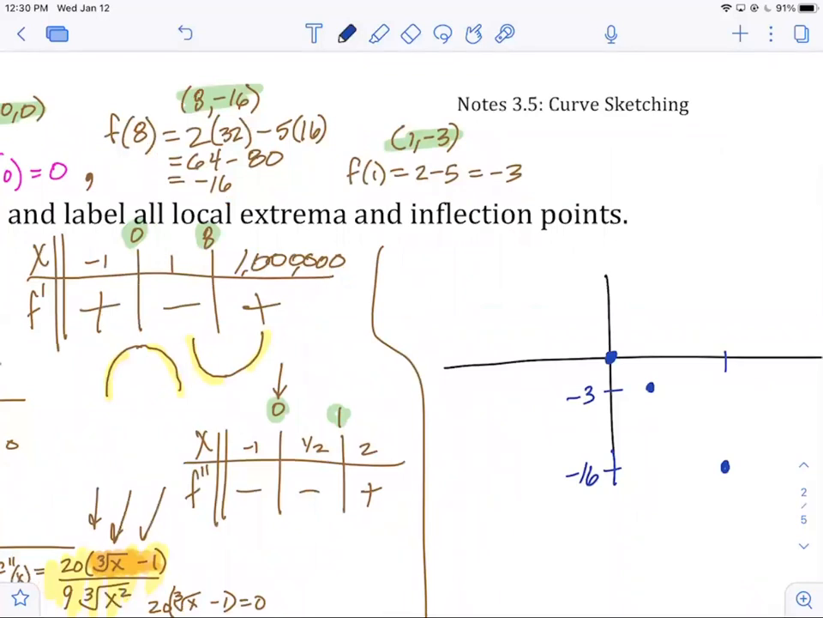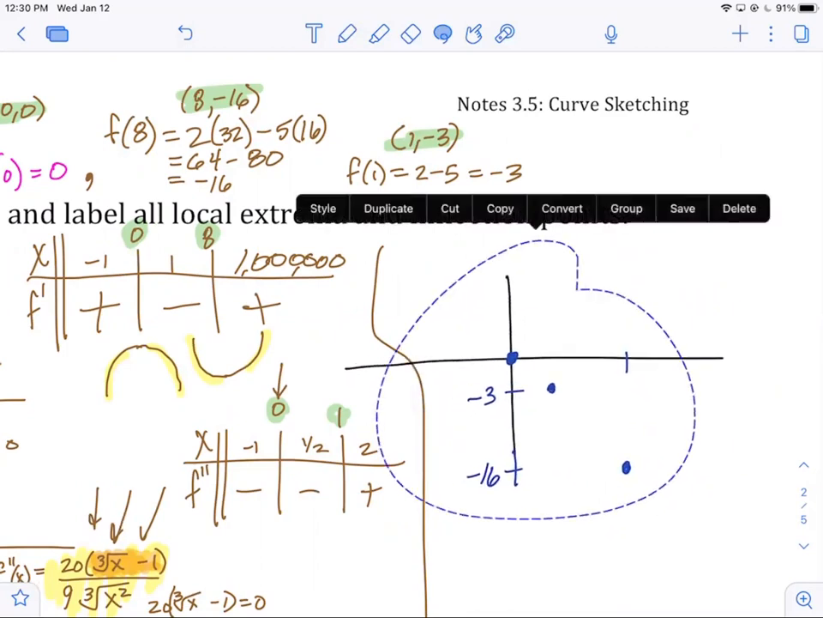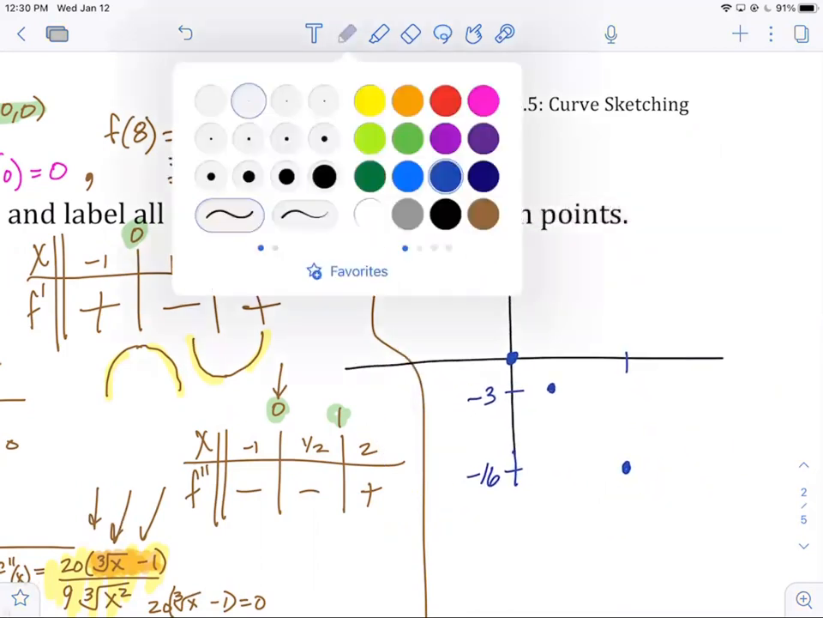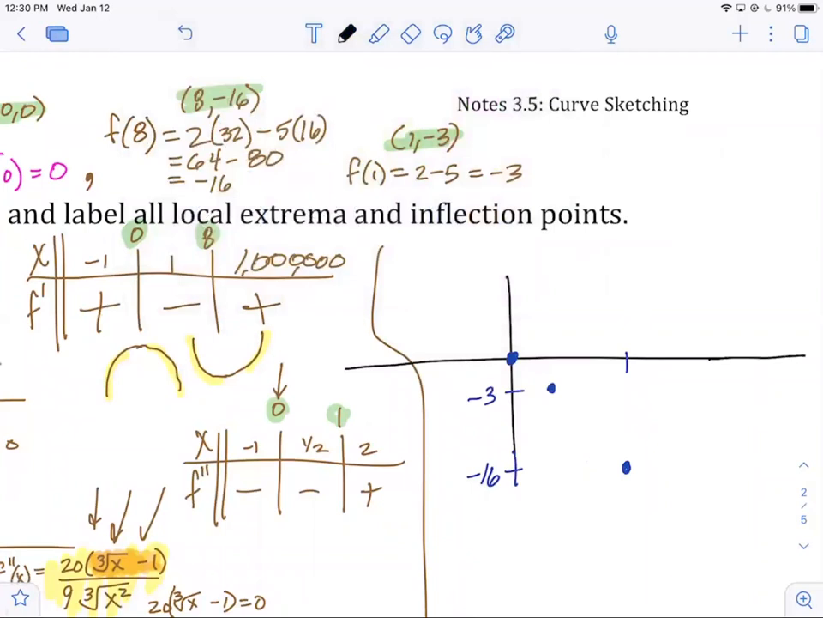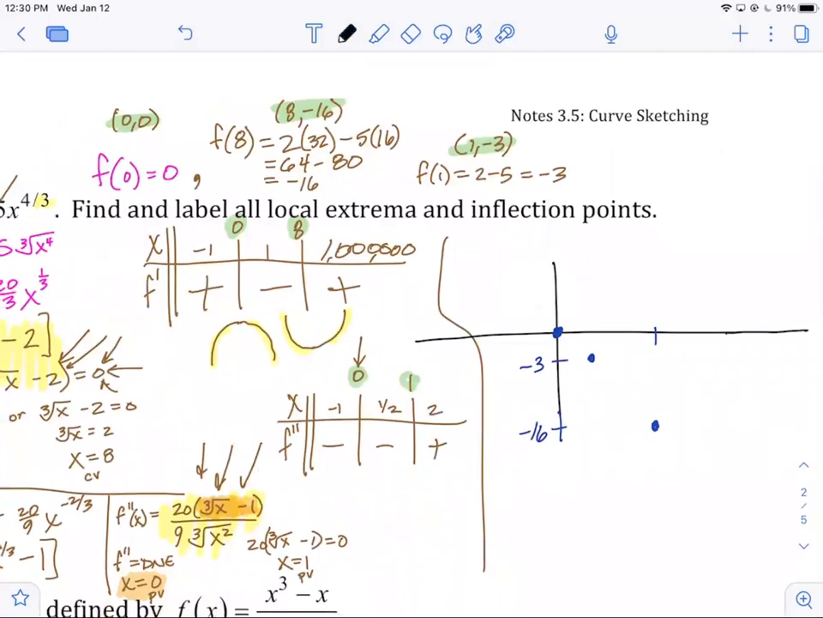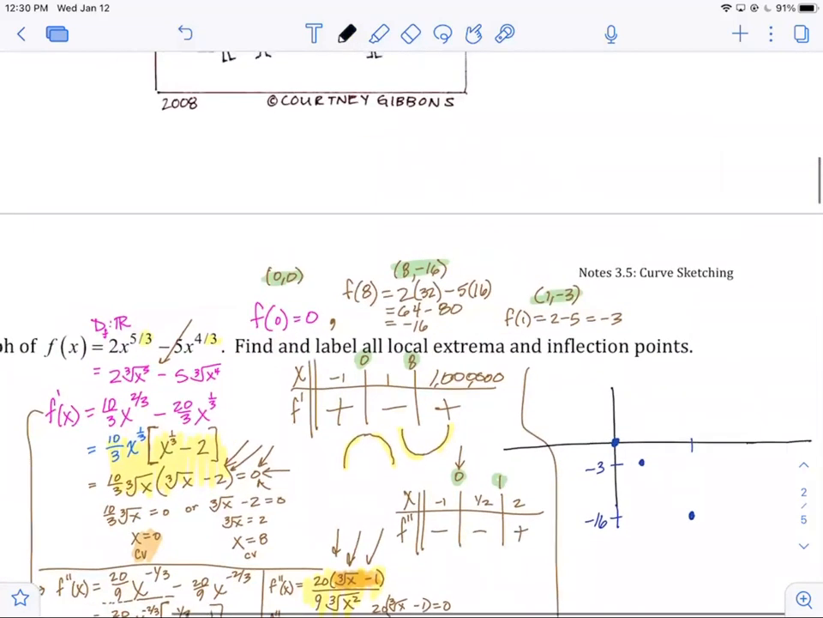Now notice what I could do. I could also move this entire thing over a little bit because most of my local behavior, most of my detail is over here. So I'll just kind of adjust it. All right, now we can connect the dots. There was a question on the 3.4 worksheet where it's asking you to determine where a function was both increasing and concave down at the same time. This might be a helpful thing to do.